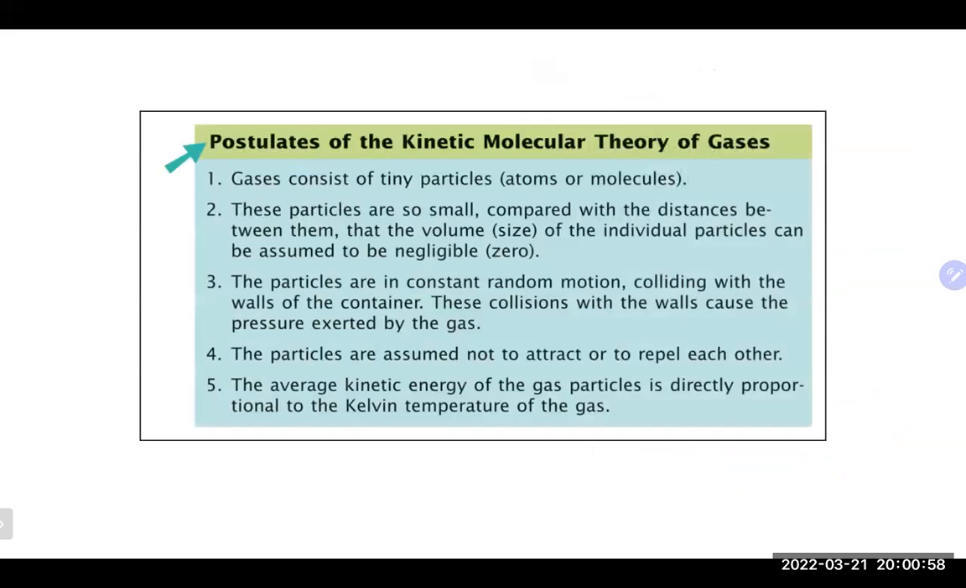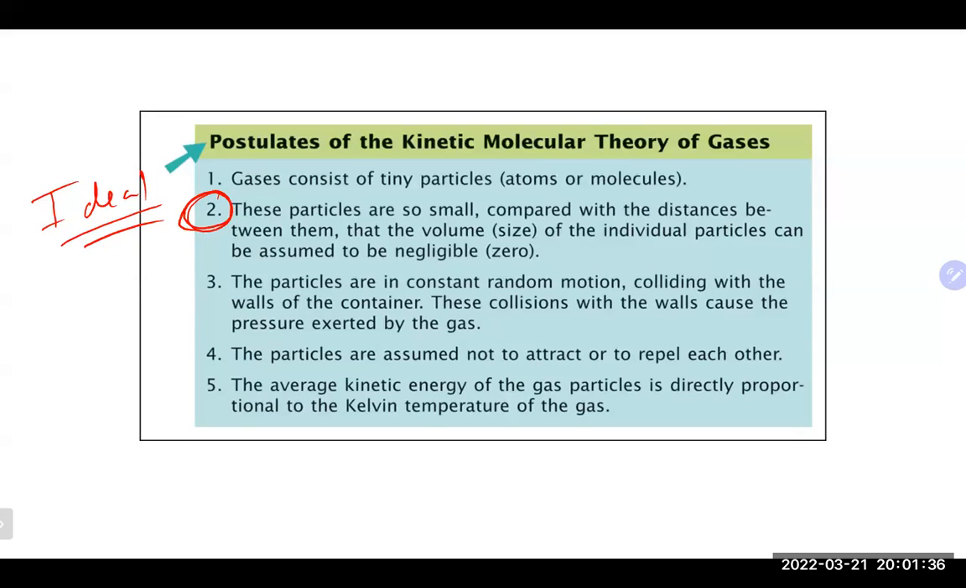All right, so to finish up, the kinetic molecular theory of gases includes some of the stuff that we've talked about. Gases are tiny particles, atoms or molecules. These particles are small compared to the distances between them, so the volume of the actual gas molecules can be assumed to be zero or negligible. This is really number two here. When we talk about an ideal gas, we assume that the volume of the gas molecule itself is relatively small compared to the container it's flying around in.